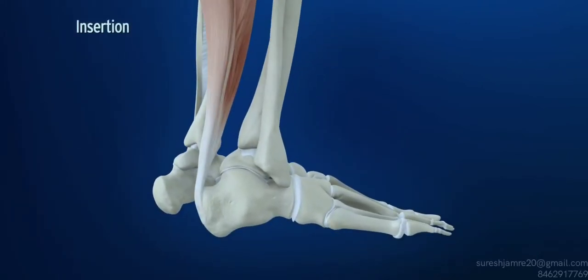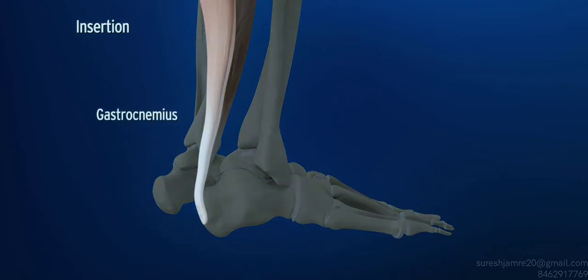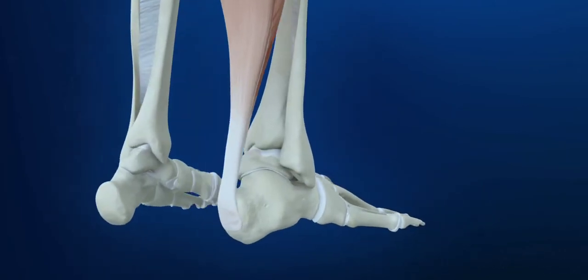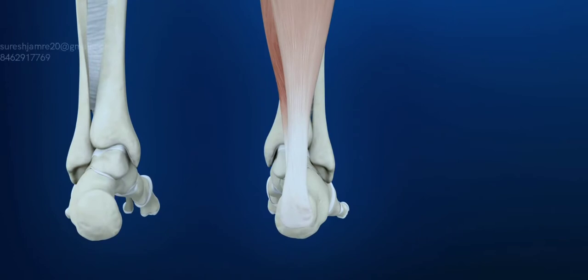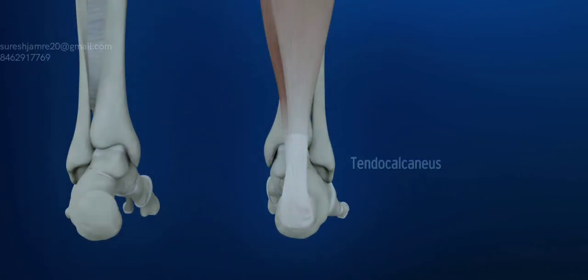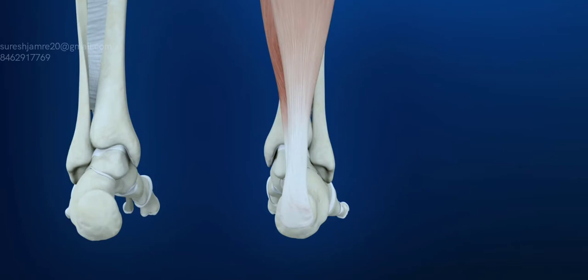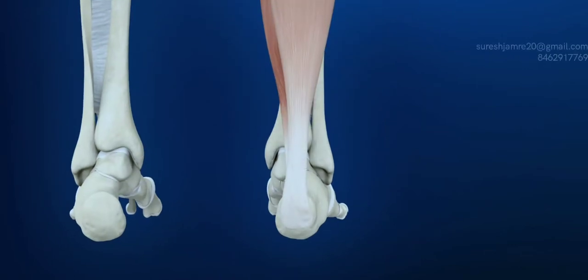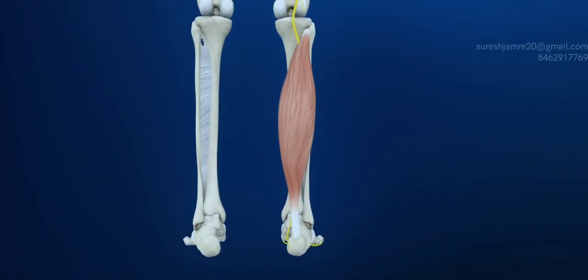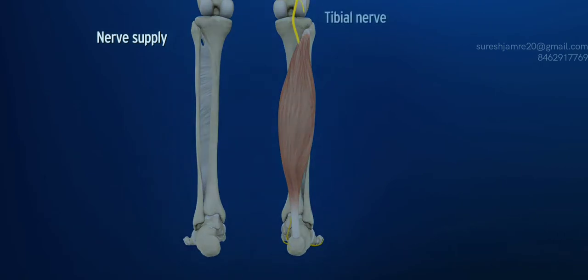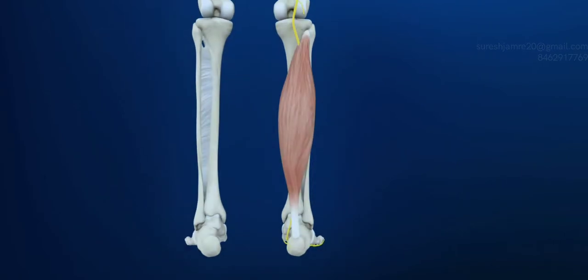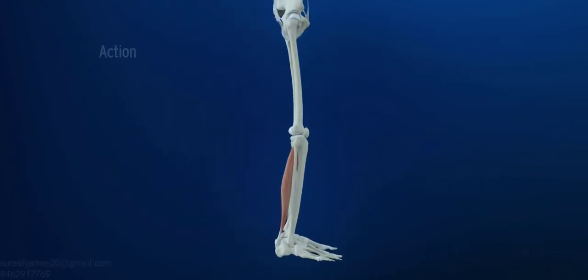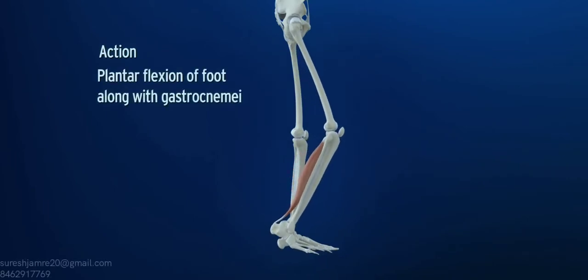Insertion. Soleus fuses with gastrocnemius to form tendocalcaneus. Tendocalcaneus inserts into the middle of the posterior surface of the calcaneum. Nerve supply. Tibial nerve. Action. Plantar flexion of foot.